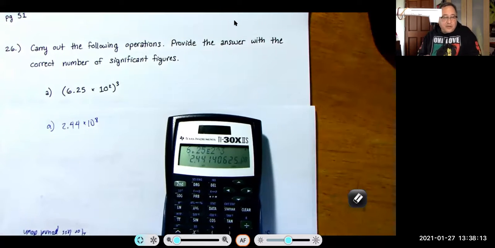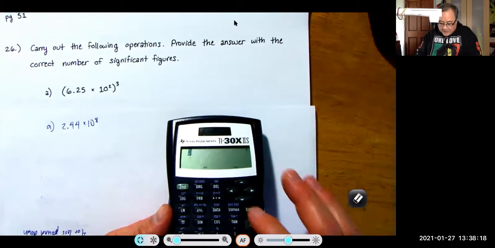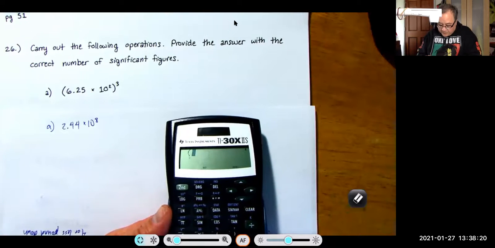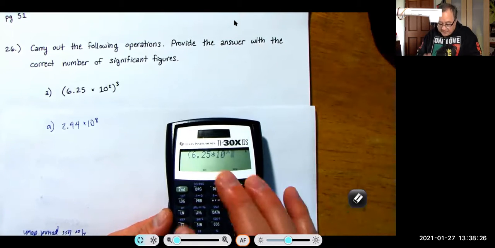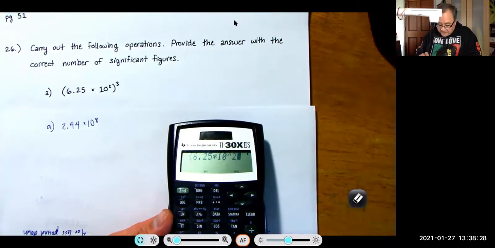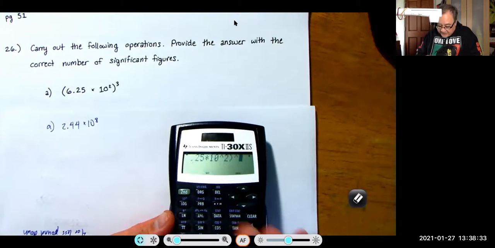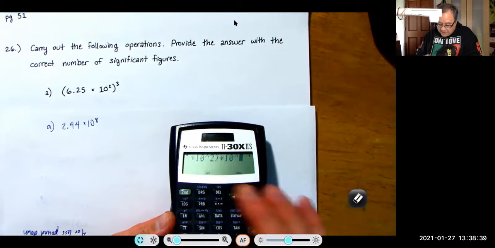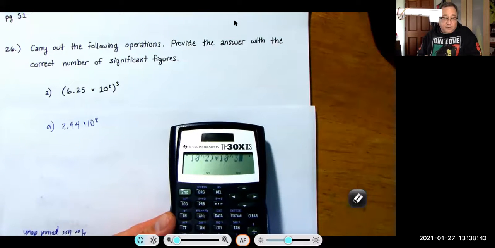Now let me show you another way to do this. You could do parentheses 6.25 times 10 to the 2nd power, parentheses, and then 10 to the 3rd power. Oops. Times 10 caret to the 3rd power. And we should get the same answer, 2.44 times 10 to the 8th.